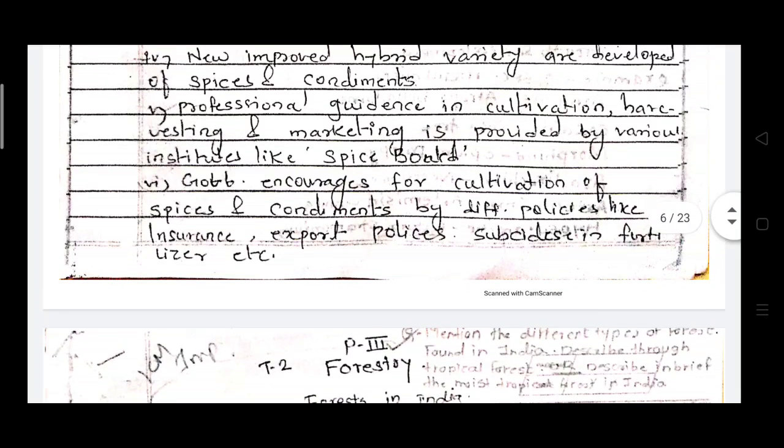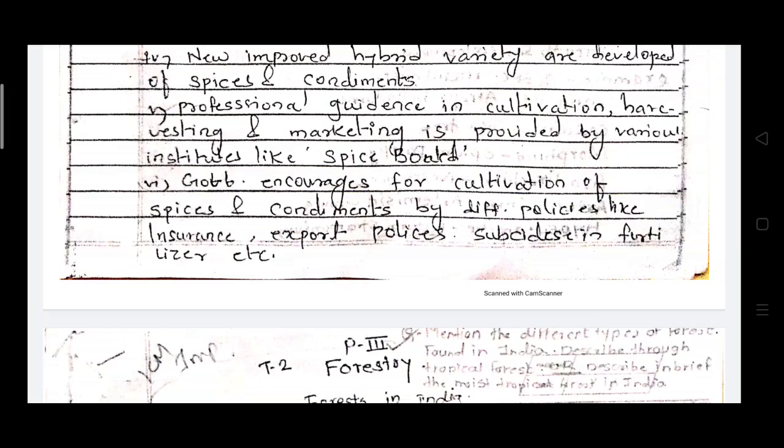Then the government also encourages cultivation of spices and condiments by different policies like insurance, export policy, subsidies in fertilizers, etc. If the government takes action for increasing the production of spice plants and condiments, and improves things for farmers through different policies and awareness about exports and subsidies, then these farmers will definitely grow these plants, and the production of spices and condiments will ultimately increase in our country.